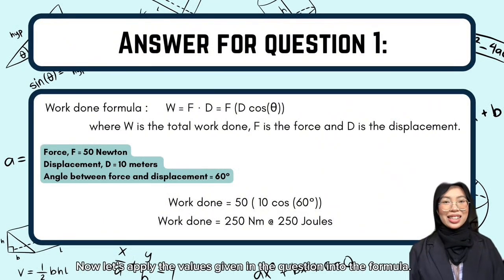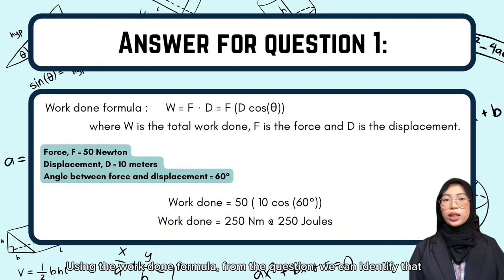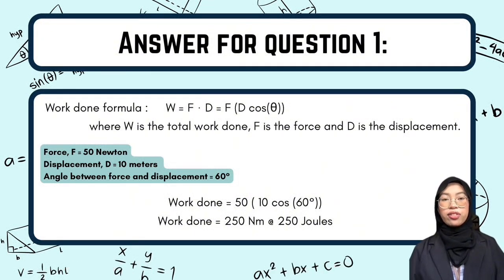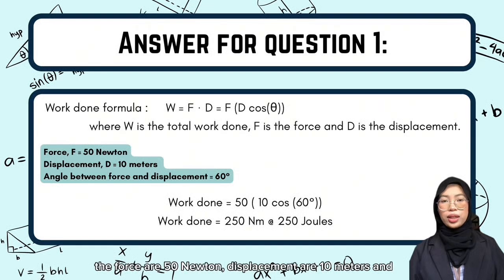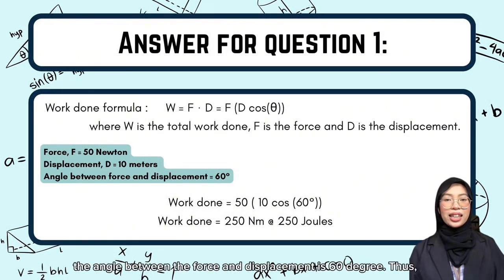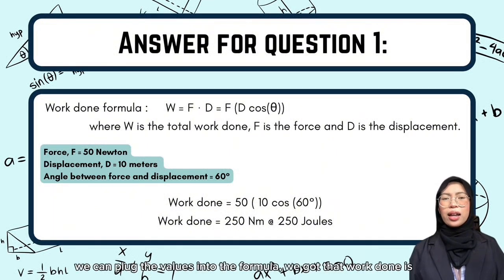Now, let's apply the values given in the question into the formula. Using the work done formula from the question, we can identify that the force is 50 Newtons, the displacement is 10 meters, and the angle between the force and displacement is 60 degrees. Thus, we can plug the values into the formula.